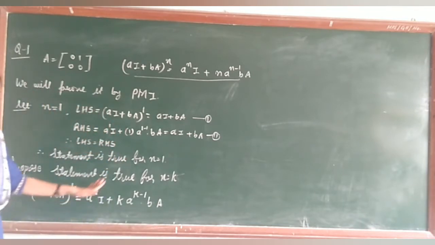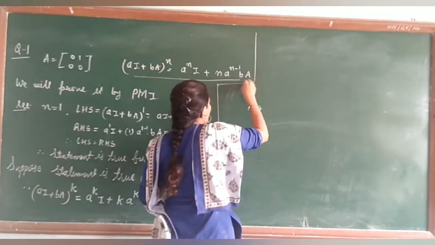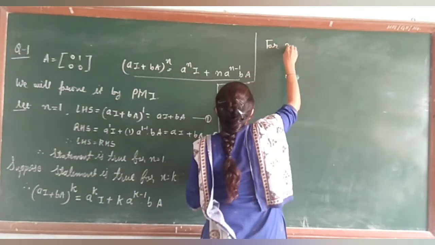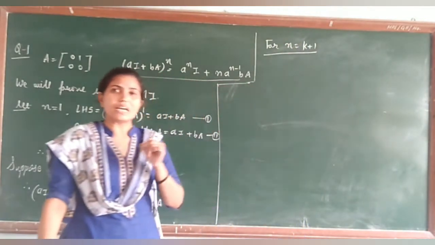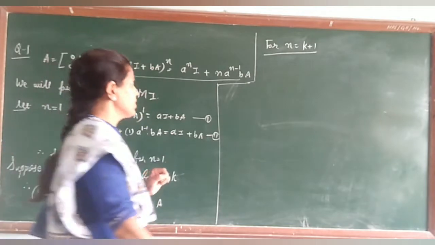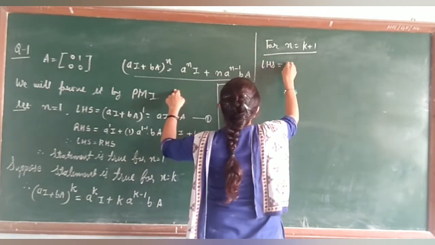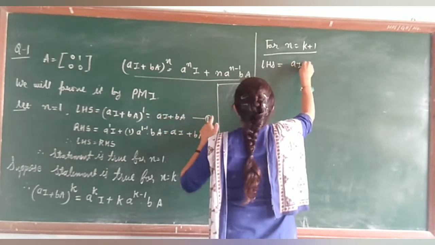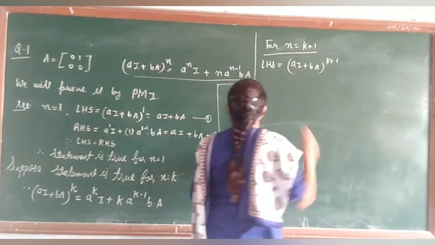So this statement is true. Now we are going to prove it for n equals k plus 1. तो k plus 1 के लिए हमें प्रूव करना है. So we will start from the LHS. Now LHS is (aI plus bA) raised to k plus 1.